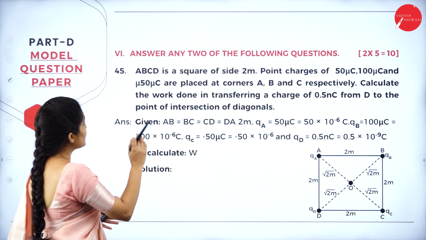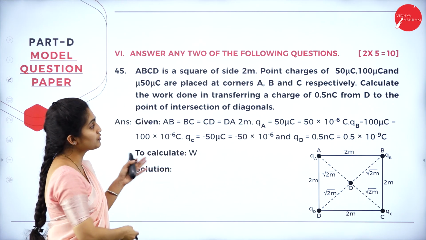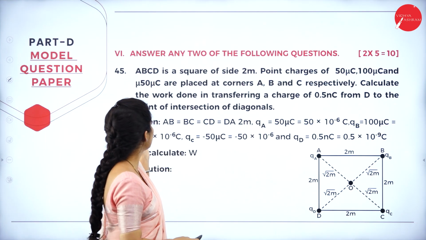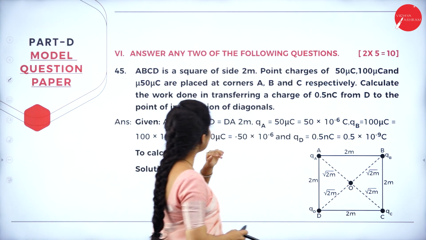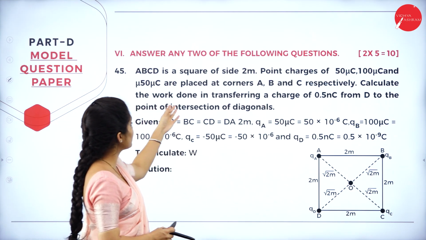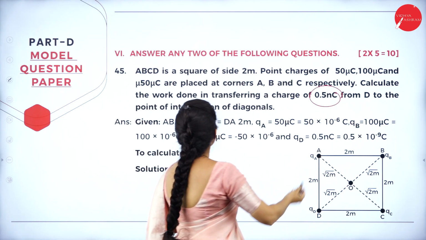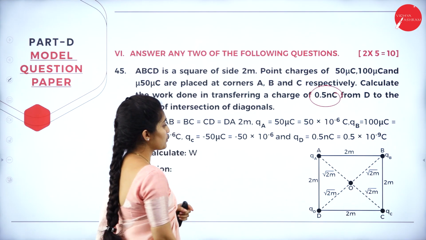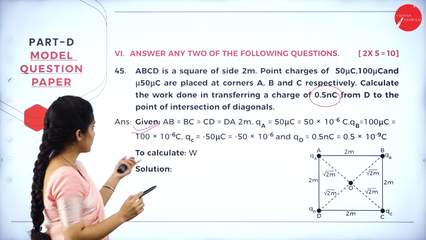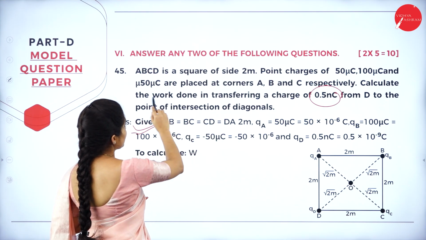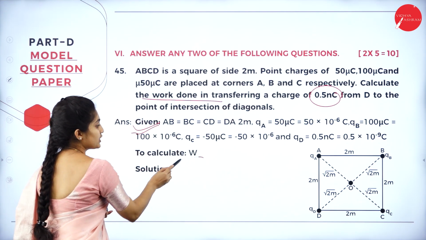So if you go with the first, ABCD is a square of side 2 meter, point charges 50 microcoulomb, 100 microcoulomb, again 50 microcoulomb are placed at the corners A, B, C respectively. We have to calculate the work done in transferring a charge from D to the point of intersection of the diagonals. So this will be the diagram. Here the given terms are given, and what are we supposed to calculate? The work done. Calculate the work done in transferring a charge. So what we calculate is W.